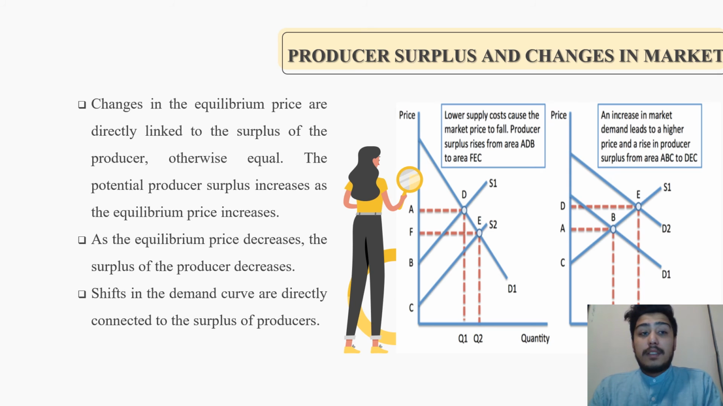So what happens to the producer surplus? It increases from area ADB to a bigger area FEC. So a lower supply curve increases the producer surplus.